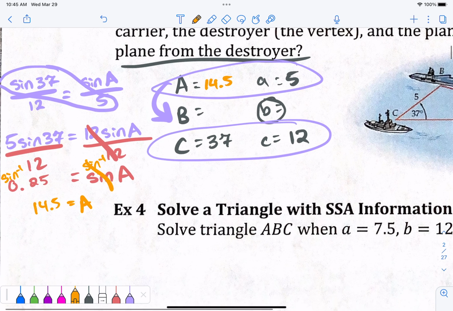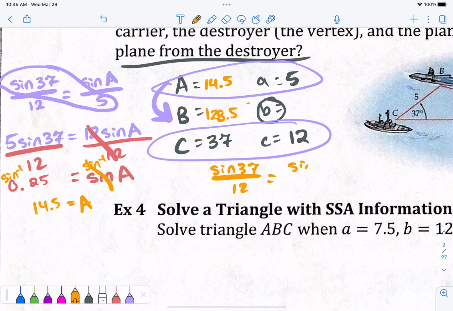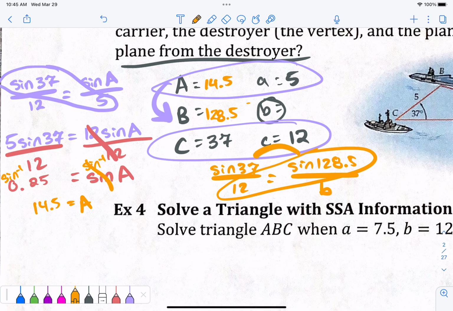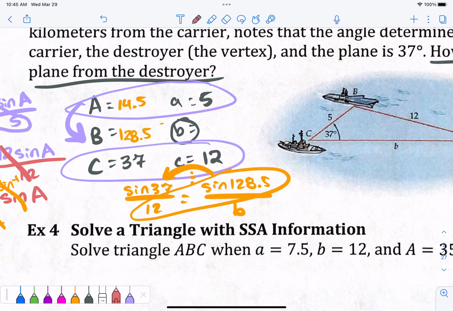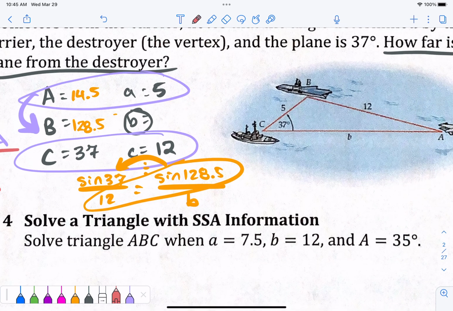Now we can find capital B. If you add those two together and subtract from 180, you get 128.5, okay? And now we can do the law of sines again. So sine 37 over 12 equals sine of 128.5 over b. I'm going to cross multiply those and then divide by sine 37. And that should give you little b. Little b should be the biggest side. True? Because 128 is a big, big, big angle.